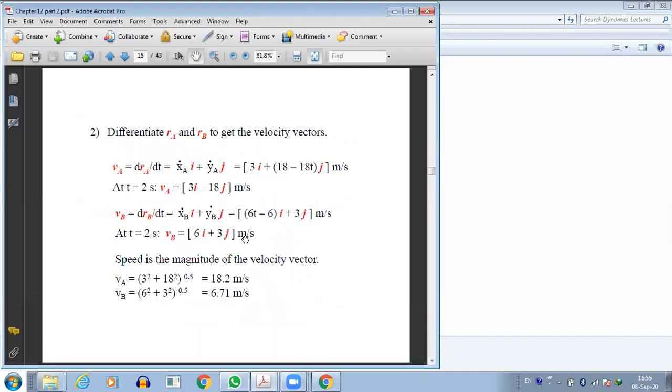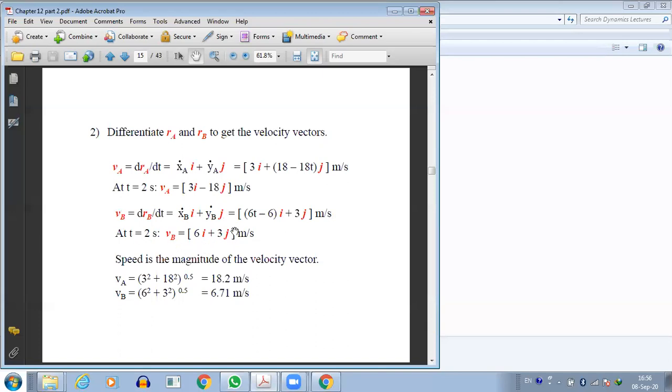So you have the X component and Y component. Just differentiate the X component with respect to time and the Y component with respect to time for both RA and RB. Once you differentiate at time t equals 2 seconds, VA will be 3I minus 18J. And when you differentiate RB with respect to time at time t equals 2 seconds, it will become 6I plus 3J.